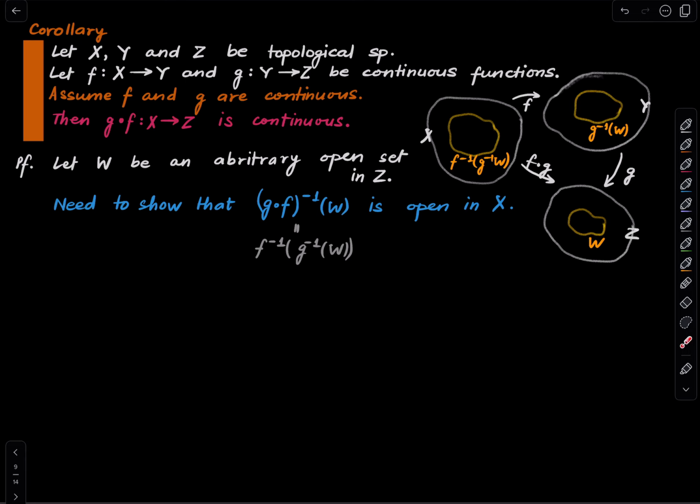Yeah. So the pullback of W under G is open in Y simply because G is continuous and W is open. And the pullback of G inverse W under F is open in X because F is continuous. That's it. Therefore, this guy is open in X, and therefore this guy is open in X because these two things are equal. And this is a simple corollary of the previous thing. And yeah, so let's proceed.